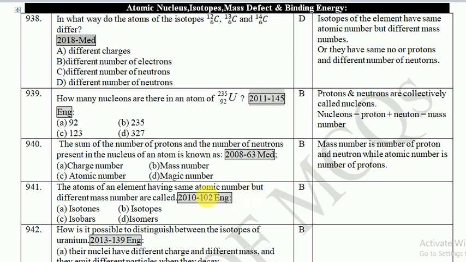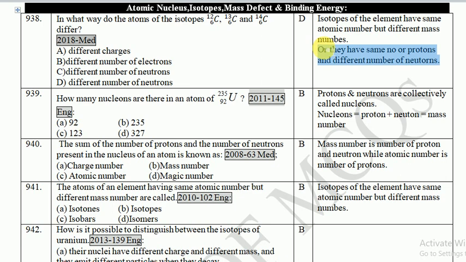The next is, the atoms of an element having the same atomic number and different mass numbers are called isotopes, isotones, isomers or isobars. According to the definition of isotopes, we know that isotopes have the same atomic number but different mass number, or they have the same number of protons and different numbers of neutrons.